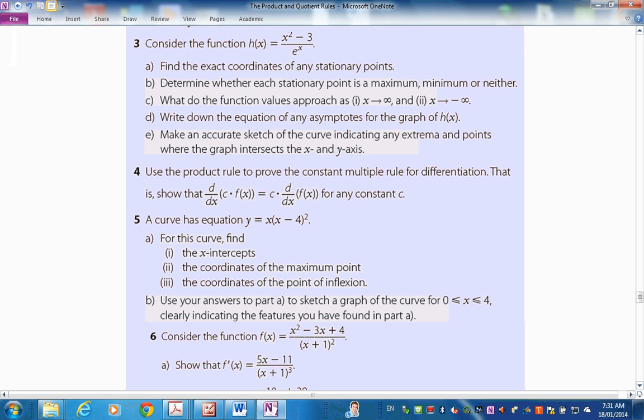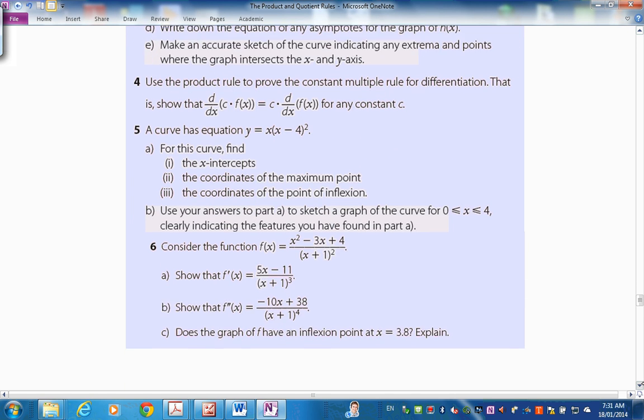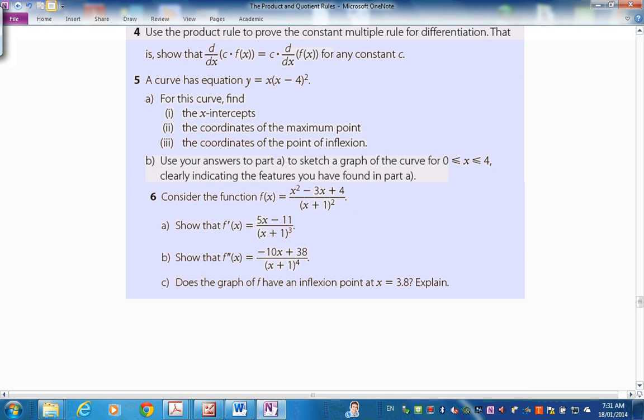Now this means we're going to actually use the quotient rule and go on and find stationary points and things. We've got to be able to do that using the applications of the derivative. Okay, let's go to number 6. I think number 6 is the last one.